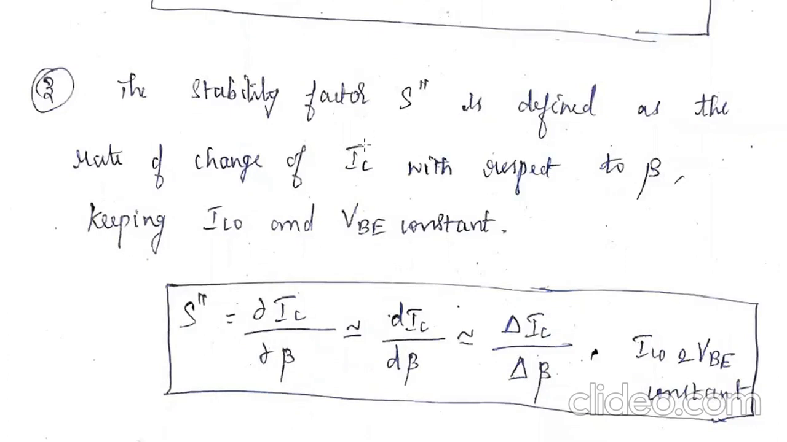So the stability factor S double dash is defined as the rate of change of IC with respect to beta, keeping VBE and ICO constant. These are the three different definitions of the stability factor, based on the three different variables which are temperature dependent.